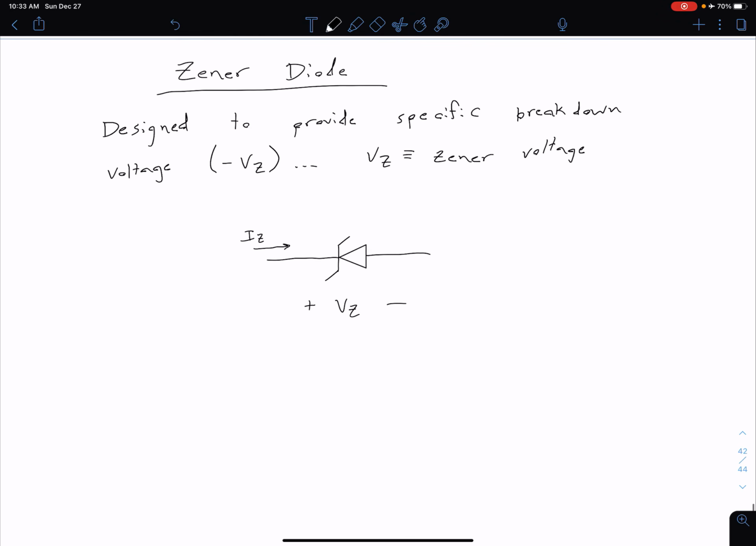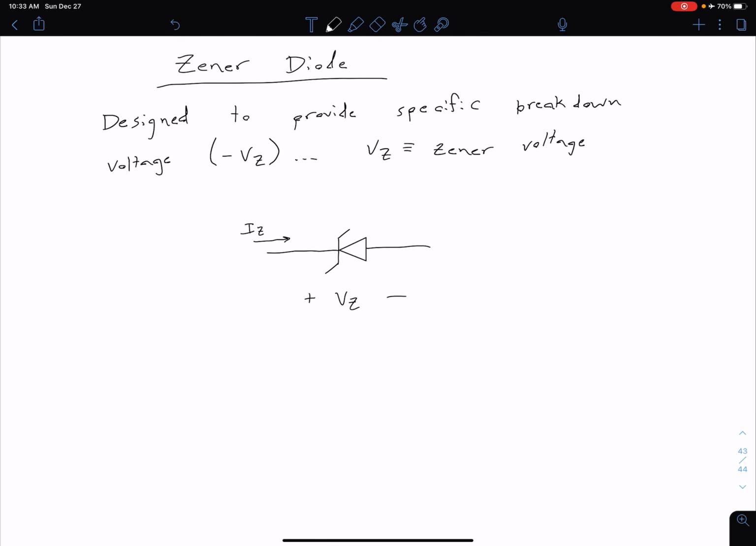The last type of special diode we're going to talk about is a Zener diode. This one's unique in that it's actually designed to operate in reverse bias. Our Zener diode is going to provide a specific breakdown voltage, negative VZ, where VZ is called our Zener voltage. We have a slightly different circuit symbol to identify our Zener diodes. Instead of a straight line on the end of our triangle, we have this Z, again a little different to distinguish it from the S for our Schottky diode.